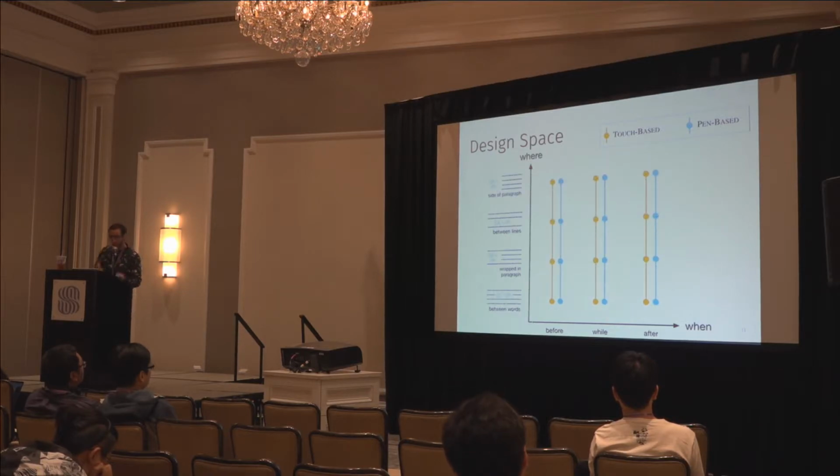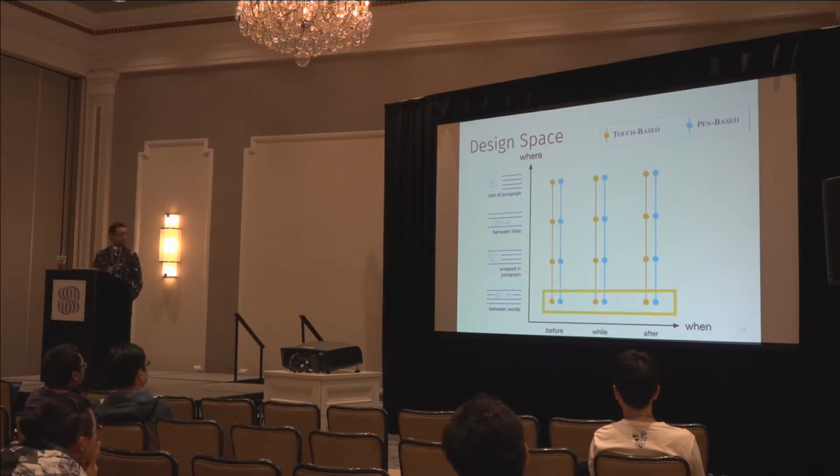Because we also work with reflowable documents, we can add the dimension of where additional space is created. It can be on the side of a paragraph, between lines, wrapped in a paragraph, or between words. So we have here 25 different ways to make space for annotation. I'm just going to show you a small subset of examples, with those 6 examples where we focus on the between-words location depending on the when dimension. I'm going to go through all of them.